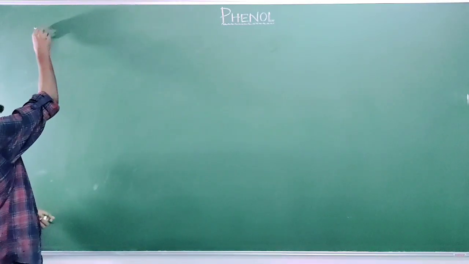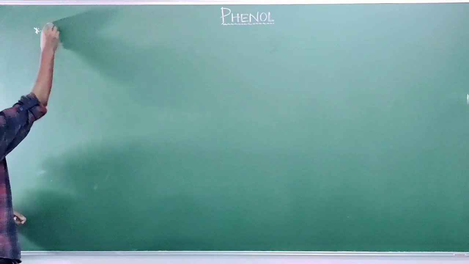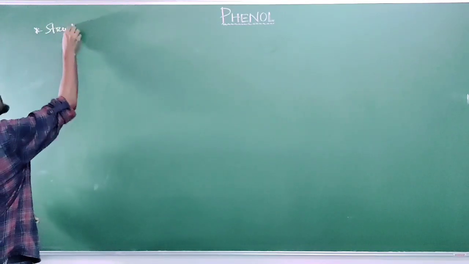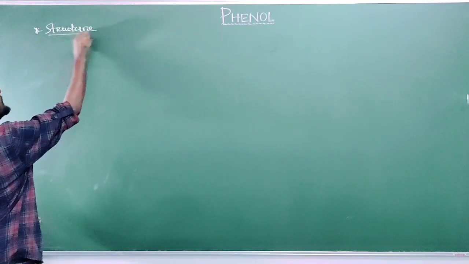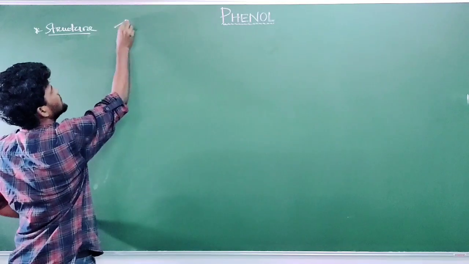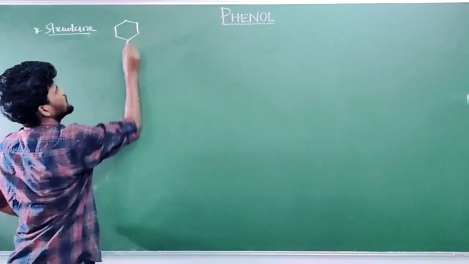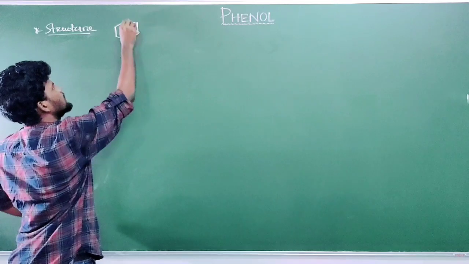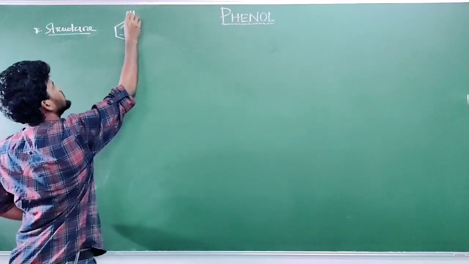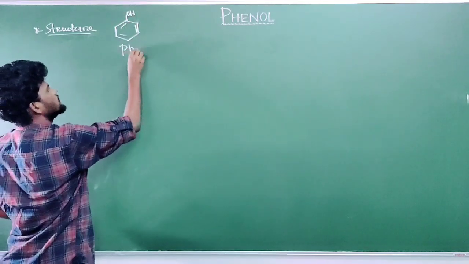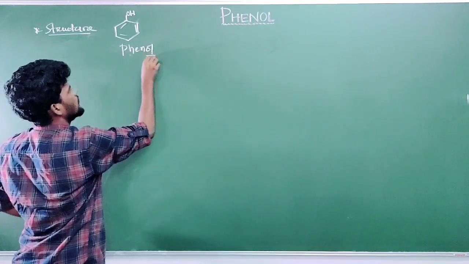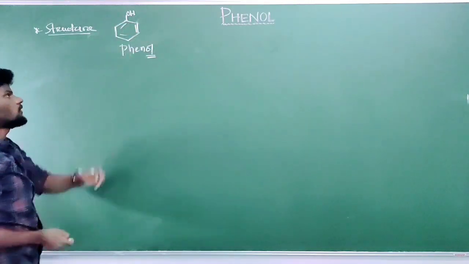First of all, the structure of phenol. All of you know the structure of phenol very well. It is an aromatic ring, benzene, attached to one functional group, OH. This overall structure is known as phenol, with OH as the functional group.